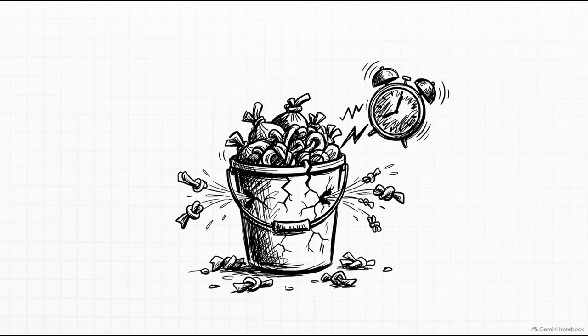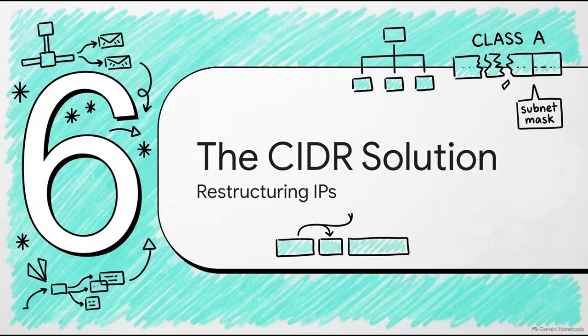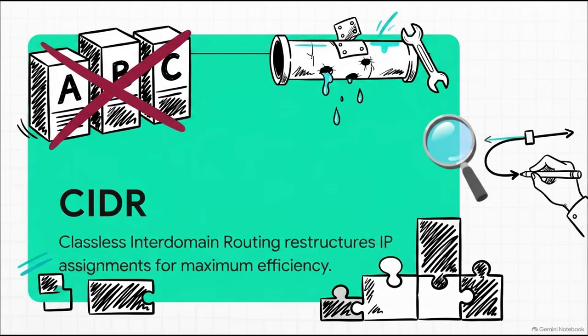Because of this mind-boggling inefficiency, huge blocks of Class A and B addresses were rapidly depleted. The internet was exploding in the 1990s, and it was quickly outgrowing the severe limitations of these rigid 32-bit classes. And that leads us to our final section, Part 6, the CIDR solution. Faced with the literal catastrophic exhaustion of usable IP addresses, network engineers had to completely restructure how addresses were assigned. They desperately needed a more granular, efficient way to hand out IP blocks.